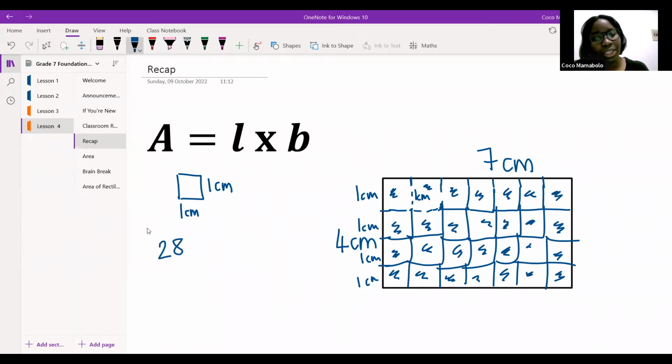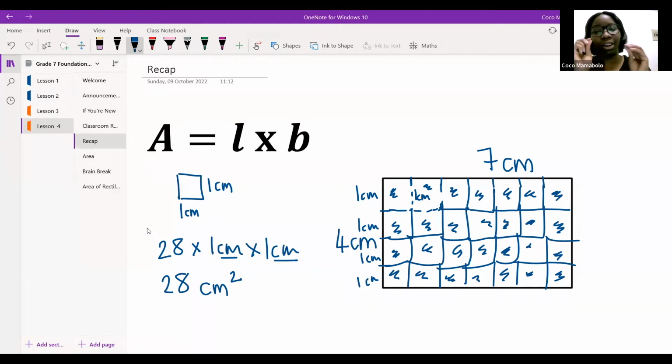So I can take 28 and multiply it by 1 centimeter by 1 centimeter. And 28 times 1 is going to give me 28. And then I take centimeters times centimeters, and that's going to give me centimeters squared. Now, you guys notice that when it's a rectangle, I can easily count up how many squares I have, and that will tell me the area of the inside of my rectangle.